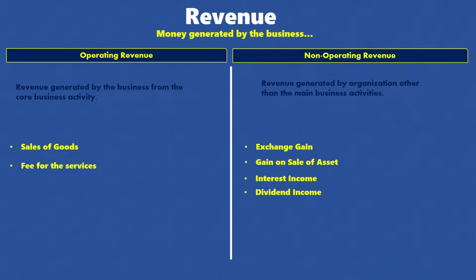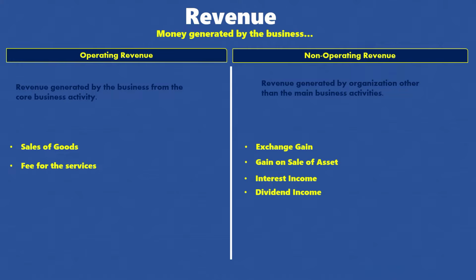So there is a gain of $500,000 because of the exchange rate movement. This gain is called exchange gain, and this has occurred to us. We have earned this money, but this is not because of our operations. This is just because of the exchange rate movement. So we need to classify that as non-operating revenue.